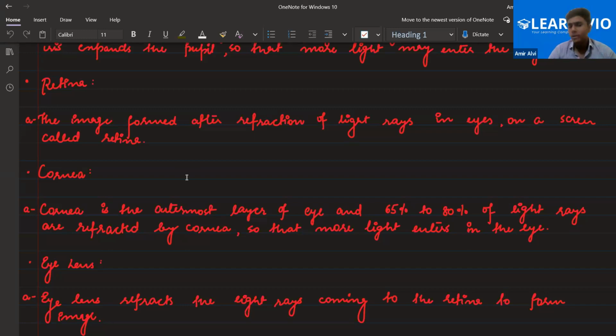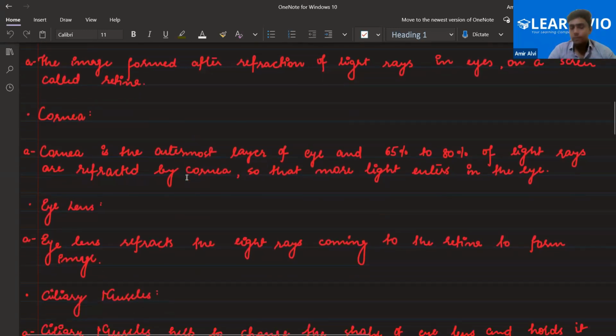Another thing about the cornea is that it works as a kind of shield to the outer world. It does not allow anything to enter into the eye. The cornea is the outermost part, so it will not allow any dust particle or anything to enter into the eye. Okay.